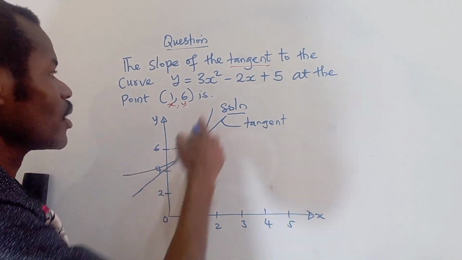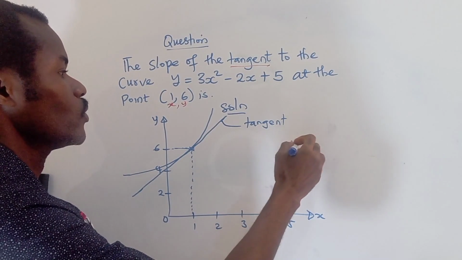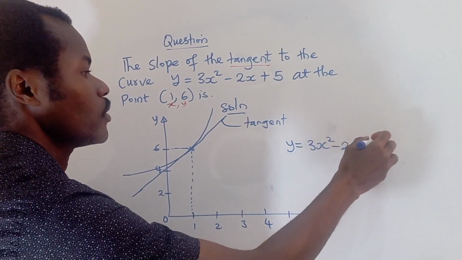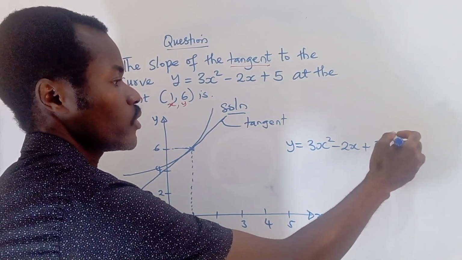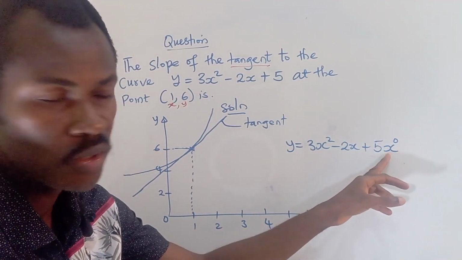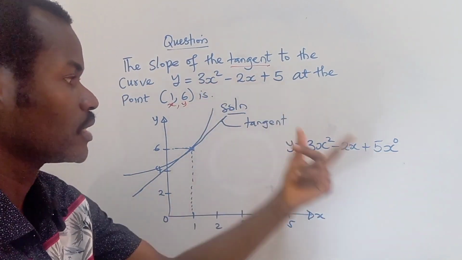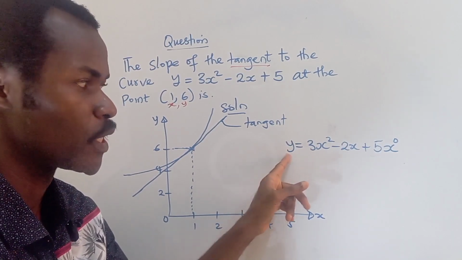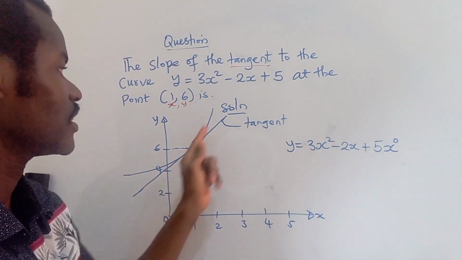Now this curve is represented by this equation, which we have as y is equal to 3x squared minus 2x plus 5. I can write 5 as 5x raised to the power of 0, because x raised to the power of 0 also means 1. So 5 times 1 is also 5. So we can represent all this as this. On plotting this equation on this graph, we have this curve and this is the tangent.